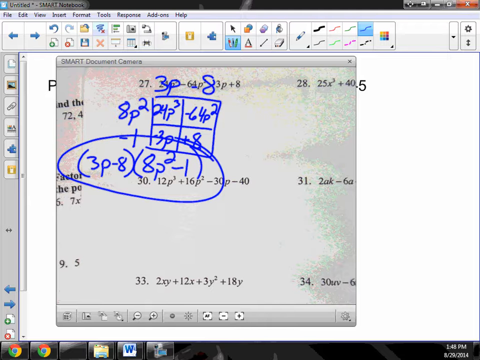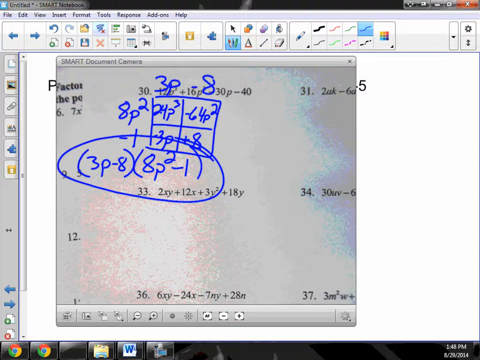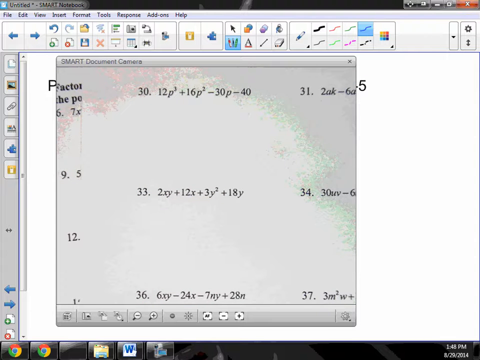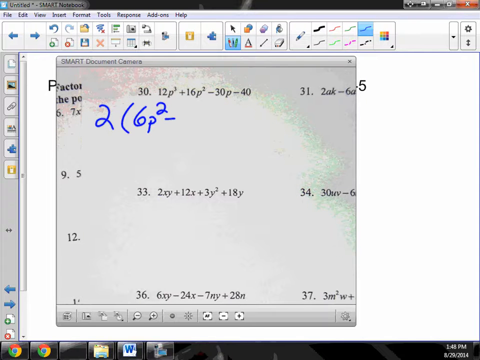All right. Let's do 30. Can I pull anything out? Does 4 go into 30? No. So 2 is the biggest. Can I pull out any p's? Nope. So we pull out a 2, and I'm left with 6p to the fourth plus 8p cubed minus 15p squared minus 20.